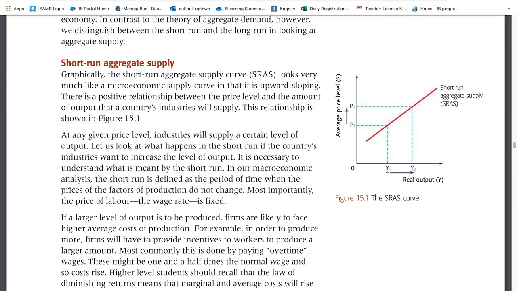So when you go from producing Y1 to Y2, all of your costs rise: you're paying more overtime, you have more direct costs involved, things like raw materials. So obviously the price also is going to be reflected in that. And the law of supply and demand then kicks in. We have movement along the curve.